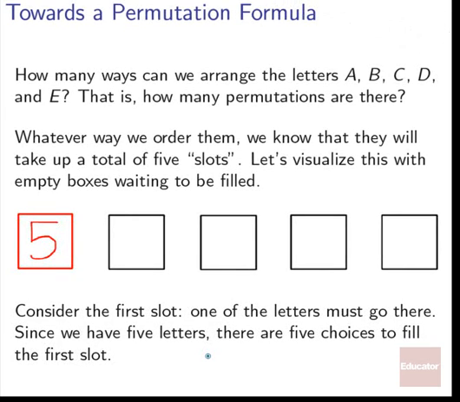Now, consider that very first slot. One of the letters has to go there, and we have A, B, C, D, and E. Since we have five letters, there are five choices to fill that first slot. If we just look at the first slot without worrying about the other ones, we have, to begin with, five choices because we could choose A, B, C, D, or E. So we say that there are five choices for our first slot.